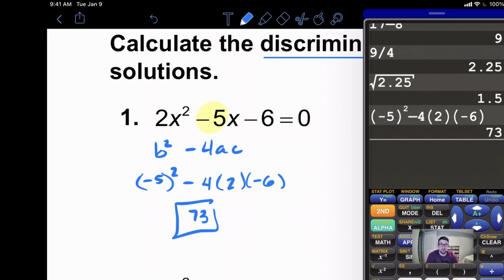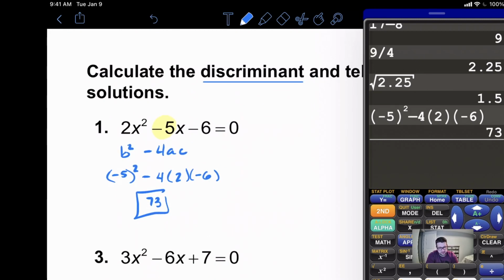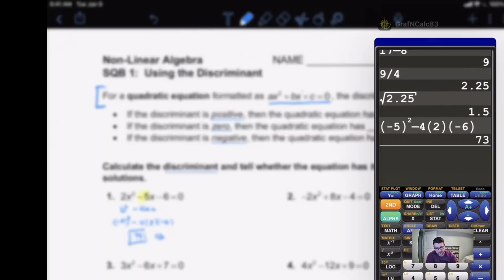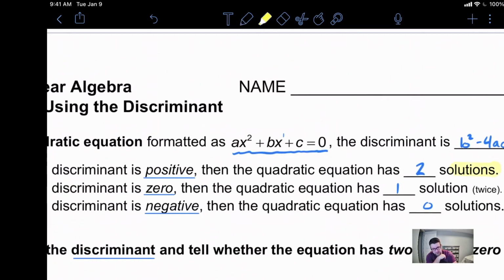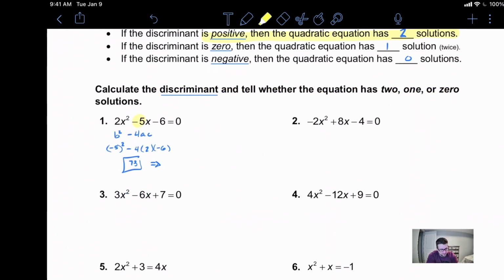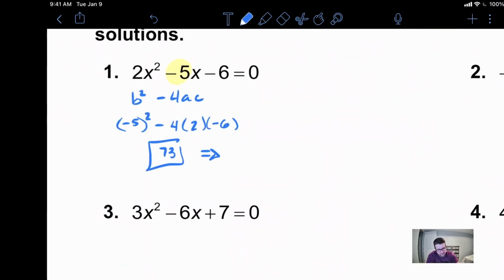Now, I really do want you to pause the video right now, punch that in, and make sure you can get an answer of 73 because that's going to be so important to making sure we're getting right answers. Now, once we get 73, here's what we should notice about that. 73 is a positive number, and according to our list up top, if the discriminant is positive, we are going to get 2 solutions. So, coming over here, they asked us to tell how many solutions, so this one will have 2 solutions. Nice job. Let's look at another one.